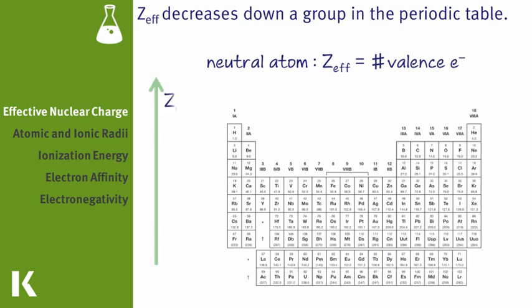Even though the effective nuclear charge calculation is the same down a group, the real electrostatic force decreases down a group due to increasing distance from the nucleus. Make sure that you're familiar with this trend, that the effective nuclear charge increases across a period and decreases down a group, because the effective nuclear charge is important to all of the other periodic trends that we will investigate in this video.